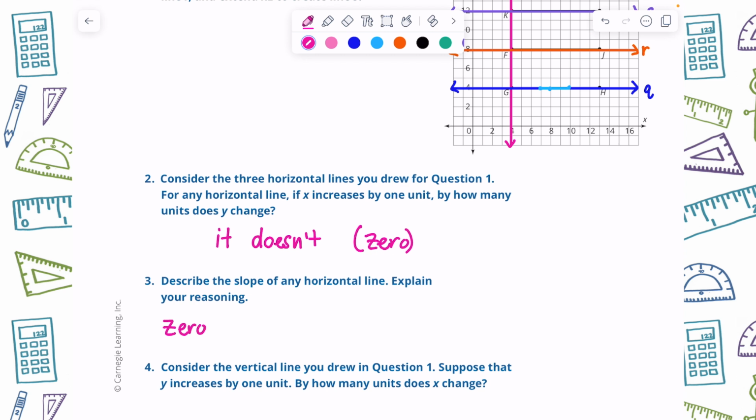The reason for that is, as x increases, y stays the same. I'm also going to write out over here where we had 0 over a number. So we rose 0, we ran however many we wanted to run, and we got our slope of 0.